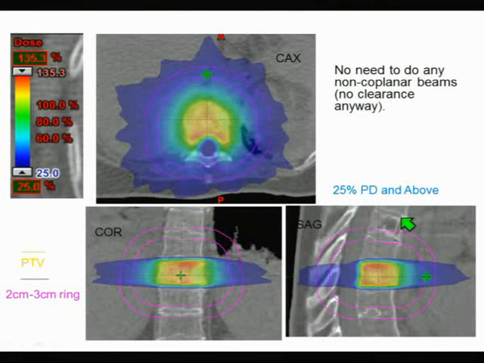For this kind of case, the spine case, it's actually not desirable to do any non-coplanar beams, because if you do, it will spill dose out to the adjacent vertebra, in case later on you want to do another SRS for the next vertebra. And besides, with our machine, with a very big gantry head, most of the time after you kick the couch 5 degrees, you will collide with the table. So there's no clearance anyway.